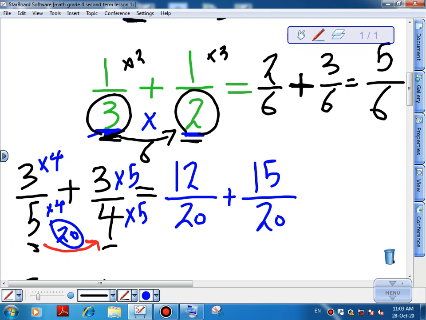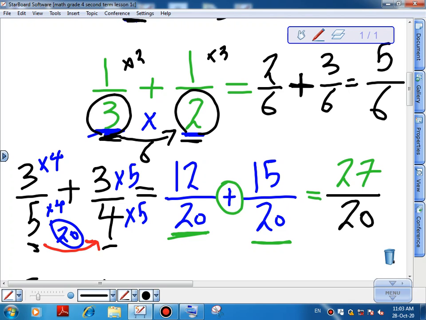We have now the same denominator, 20. We can now add or subtract. Okay, we have the addition. 12 plus 15 equals 27. And for the denominator, we do not add 20 plus 20 equals 40, that's wrong. 20 will be 20. Okay, the denominator will be the same denominator, 27 over 20.